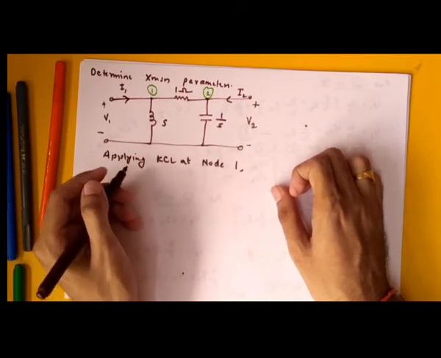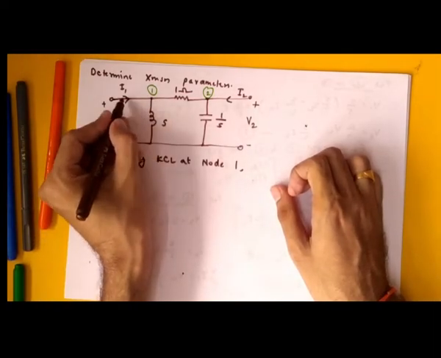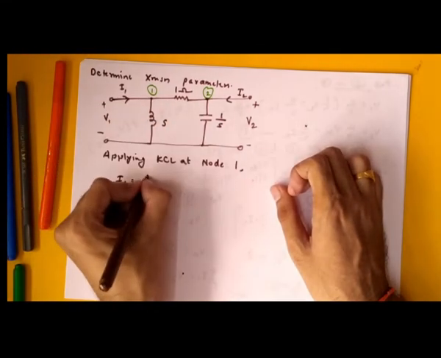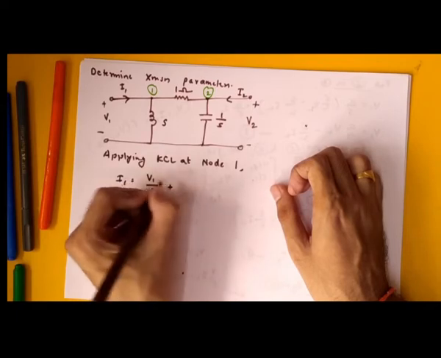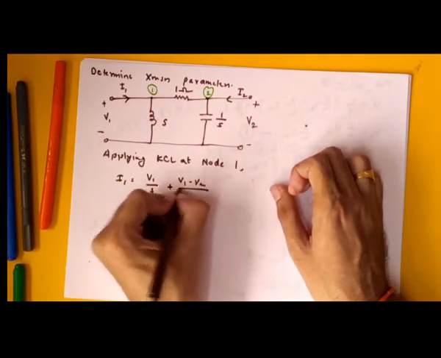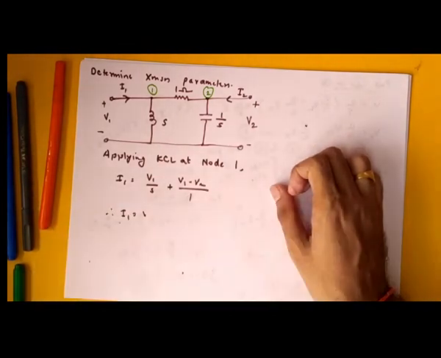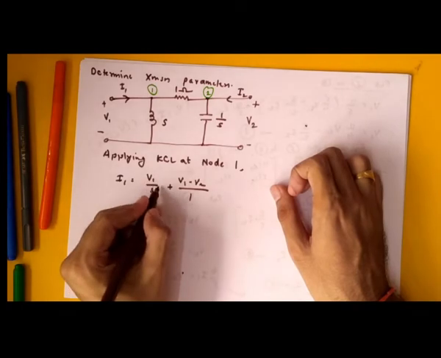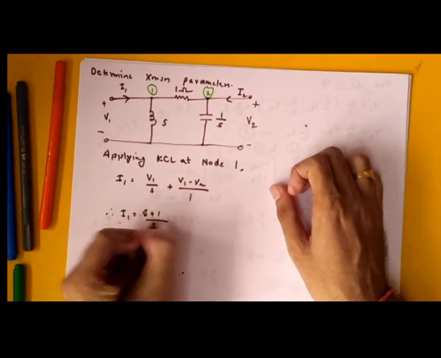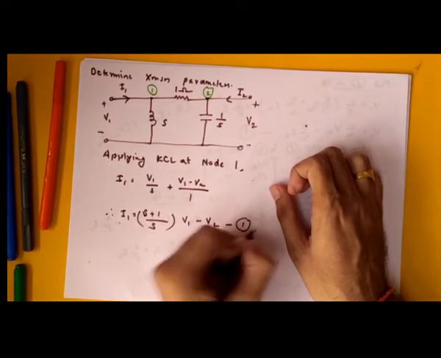If you are comfortable with KCL, applying KCL at node 1, what will you get? This is, let's say, incoming, so incoming should be outgoing. So I1 is V1 by S plus (V1 minus V2) upon 1. So therefore I1 equals, collecting the terms in V1, 1 by S plus 1. If you calculate, it will be (S plus 1) upon S times V1 minus V2. So this is equation 1.